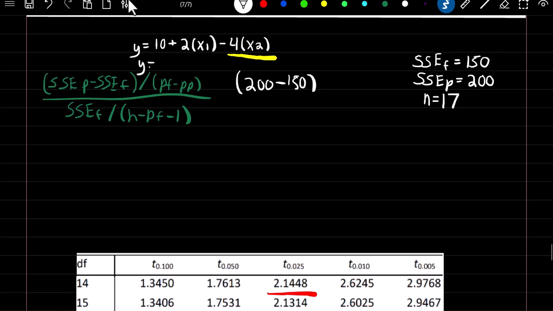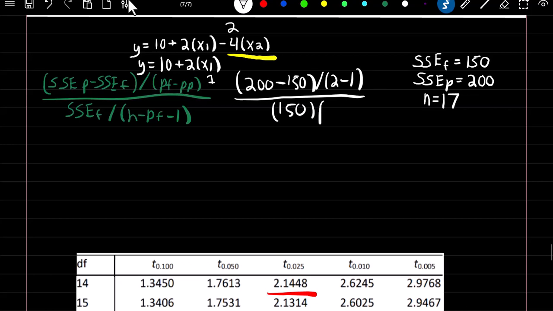So that means our partial model is going to be only y is equal to 10 plus 2x1. So our full is going to have 2 predictors, our partial is going to have 1. So 2 minus 1 divided by the sum of squared errors of our full, 17 observations minus predictors of our full minus 1. So it's going to produce a value of 5.